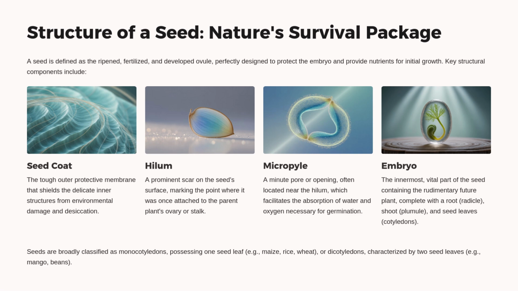Embryo, the innermost vital part of the seed containing the rudimentary future plant, complete with a root, the radicle, a shoot, the plumule, and seed leaves, the cotyledons. Seeds are broadly classified as monocotyledons, possessing one seed leaf, e.g., maize, rice, wheat, or dicotyledons, characterized by two seed leaves, e.g., mango, beans.